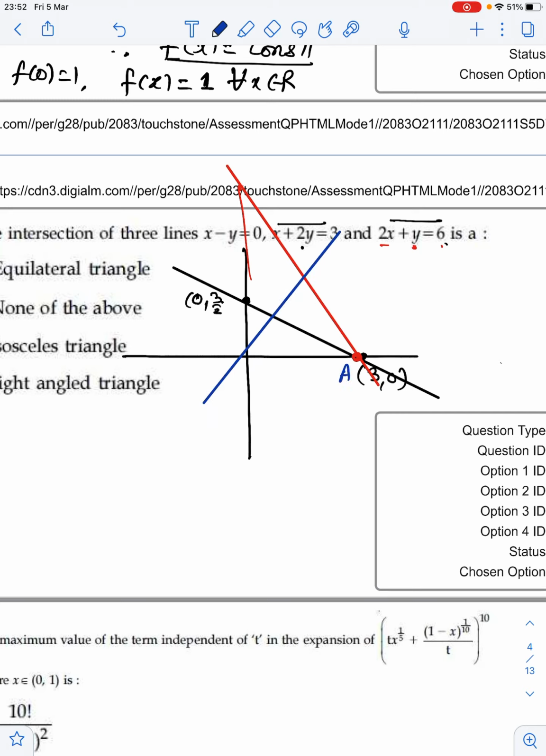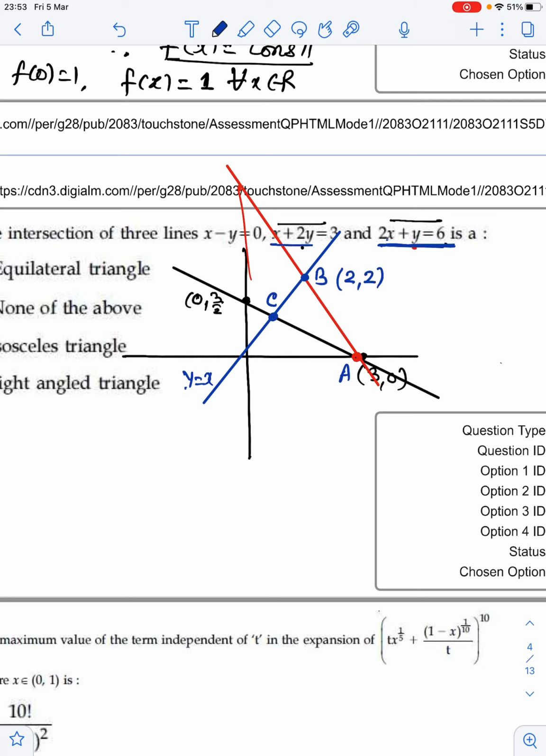Now let us say this point of intersection be A, B and C. So A is clearly 3, 0. Now B, this blue line is y equal to x. So B is the point of intersection of y equal to x with the line 2x plus y equal to 6. On the line y equal to x, x equals y, so putting that in 2x plus y equal to 6, you'll get 3x equal to 6, so x equal to 2, hence y equal to 2.